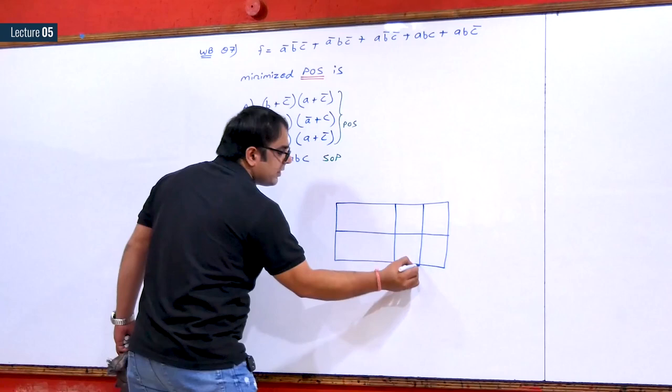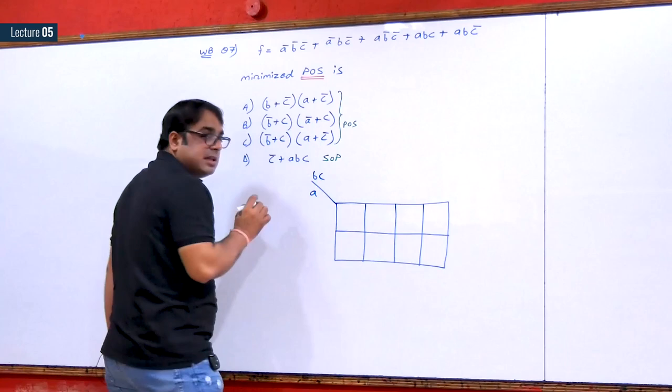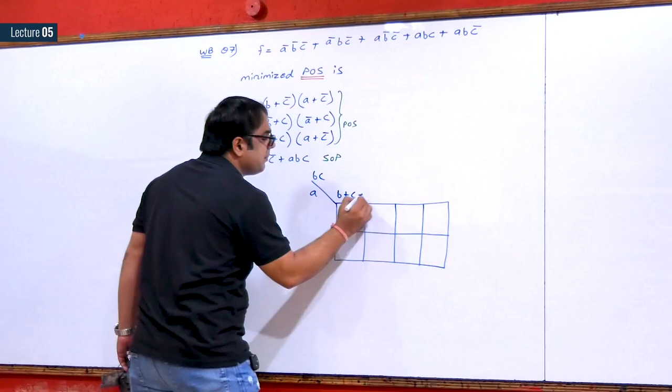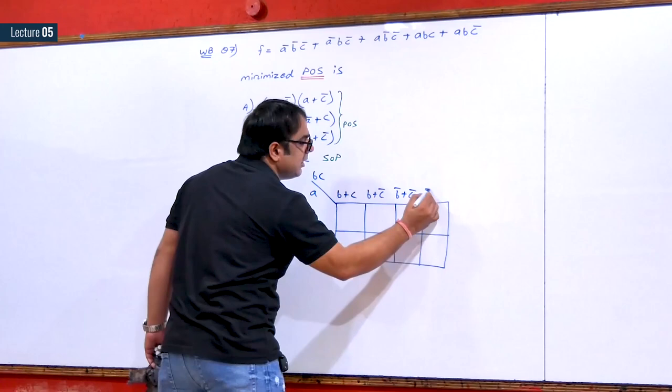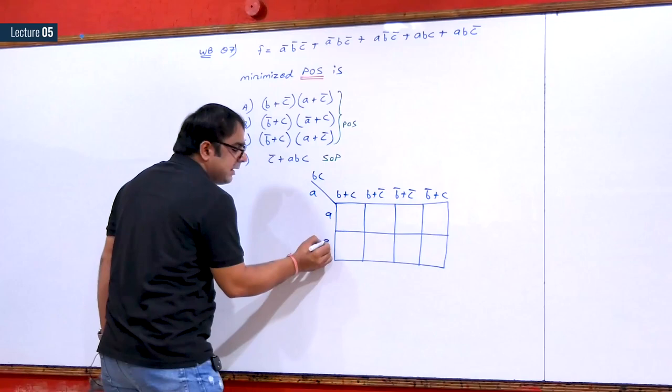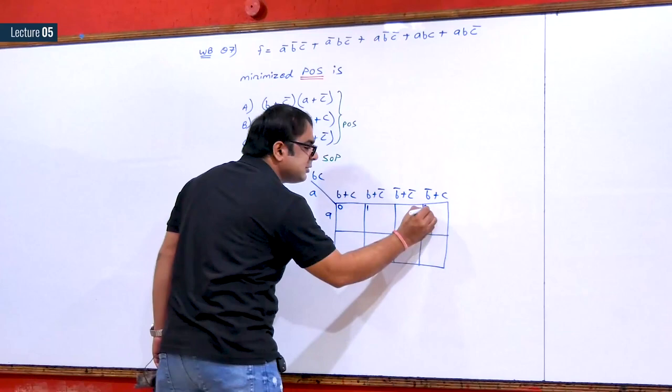This is A, and this side is B and C. I want to find POS, product of sum. So this would be B plus C complement, B complement plus C complement, B complement plus C. For POS, this is A and this is A complement. What are the cell numbers? The cell numbers are 0, 1, 2, 3, 4, 5, 6, 7.